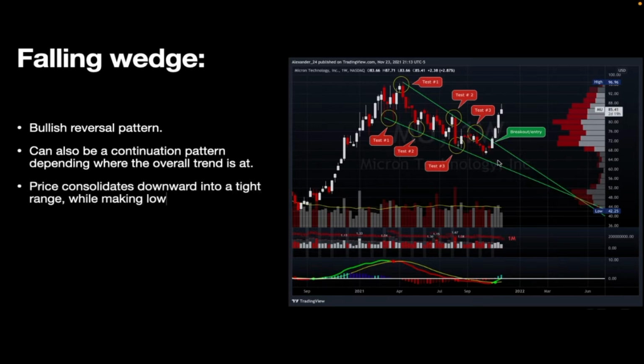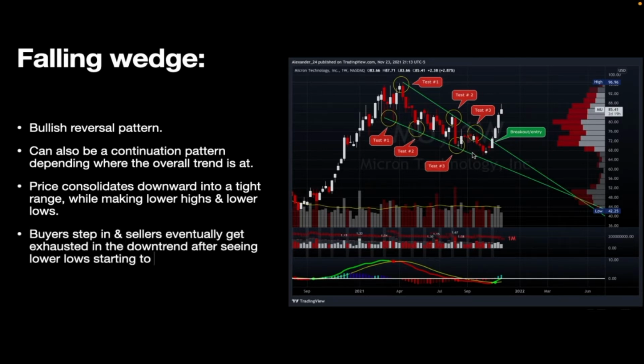So price consolidates downward into a tight range while making lower highs and lower lows, which is exactly what we have here. And you can see how, just like our uptrend and downtrend lines, we have 3 tests on each. So that kind of validates our pattern.